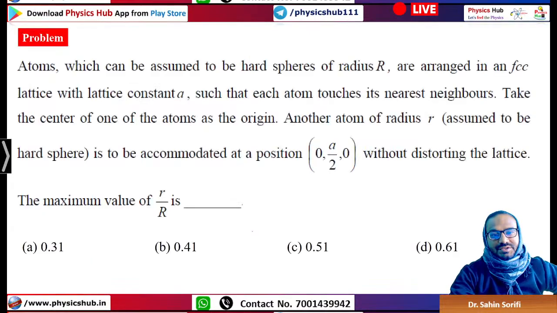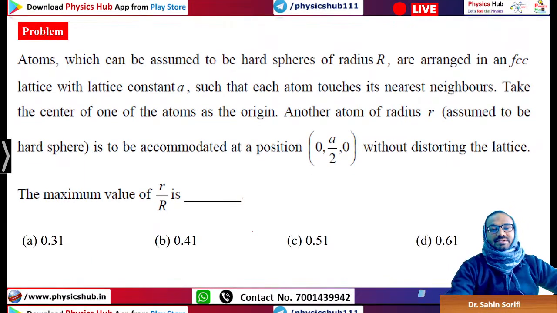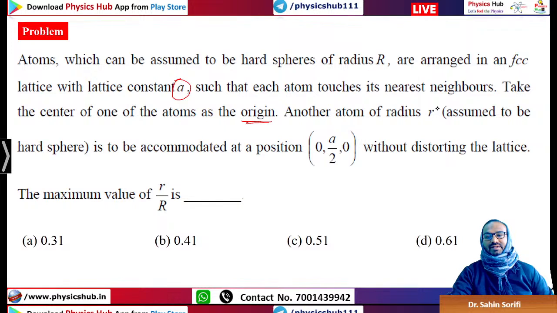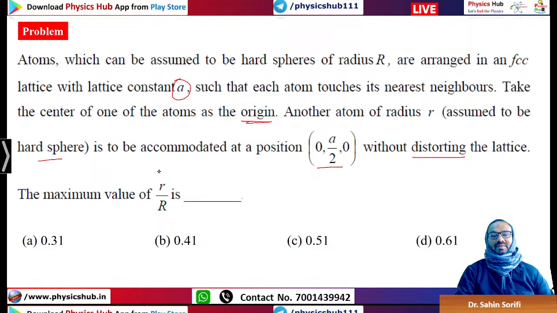I'm giving you a question. Atoms which can be assumed to be hard spheres of radius r are arranged in an FCC lattice with lattice constant A, such that each atom touches its nearest neighbors. Take the center of one of the atoms as the origin. Another atom of radius r, assumed to be a hard sphere, is to be accommodated at the position 0, a by 2, 0 without distorting the lattice. Find the maximum value of r by R.